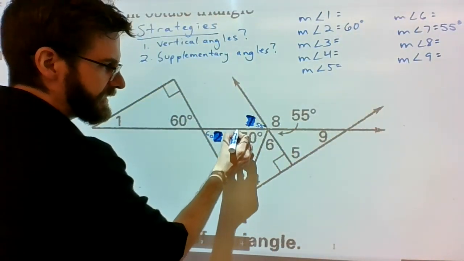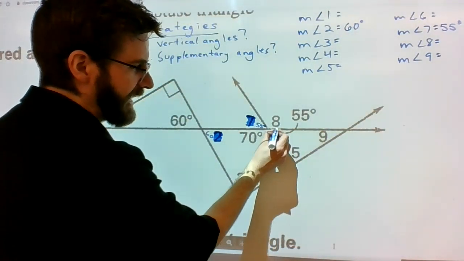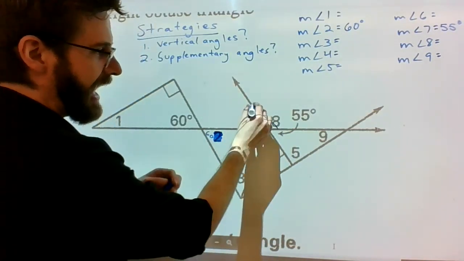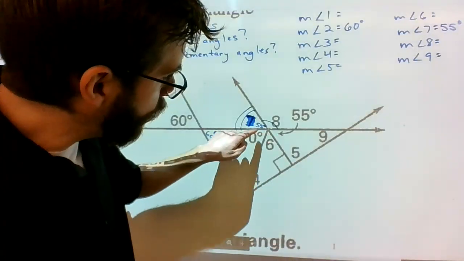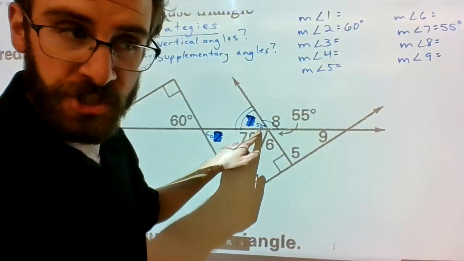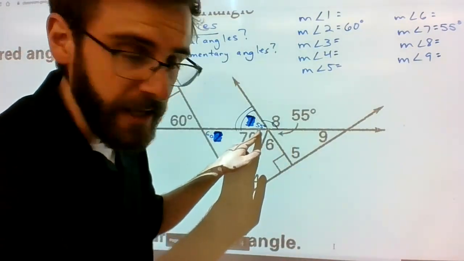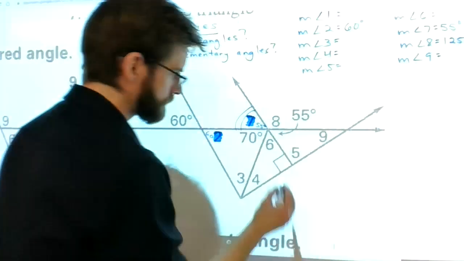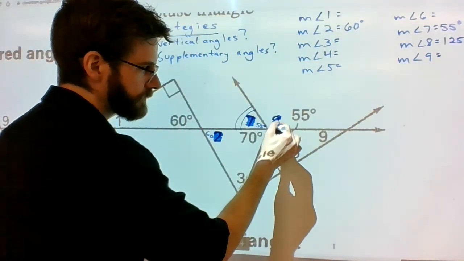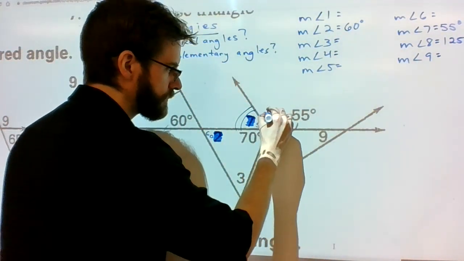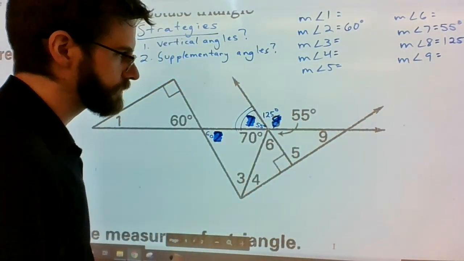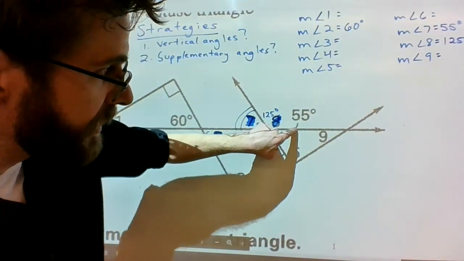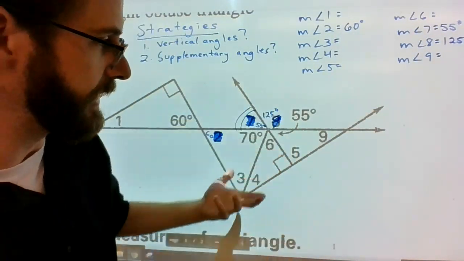So technically, angle 8 plus 55 degrees adds up to 180. So you take 180 minus 55, which is 125, and that's angle 8. Or we could have said that 55 degrees with this angle 8 has to add up to 180.